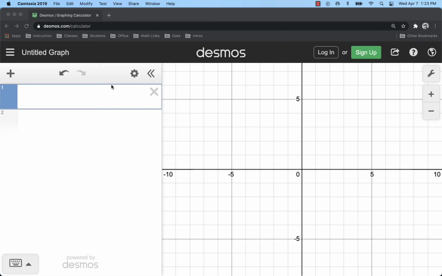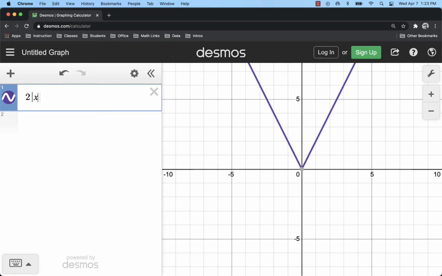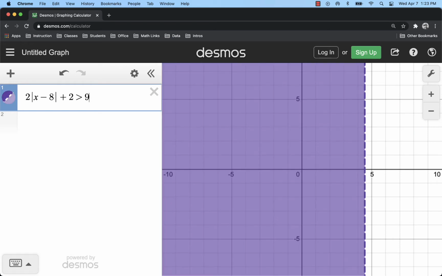We're going to visualize the solutions to an absolute value inequality. In this case, my problem is 2 times the absolute value of x minus 8 plus 2 is greater than 9. And when you type that right in, it actually just gives you the solution set.